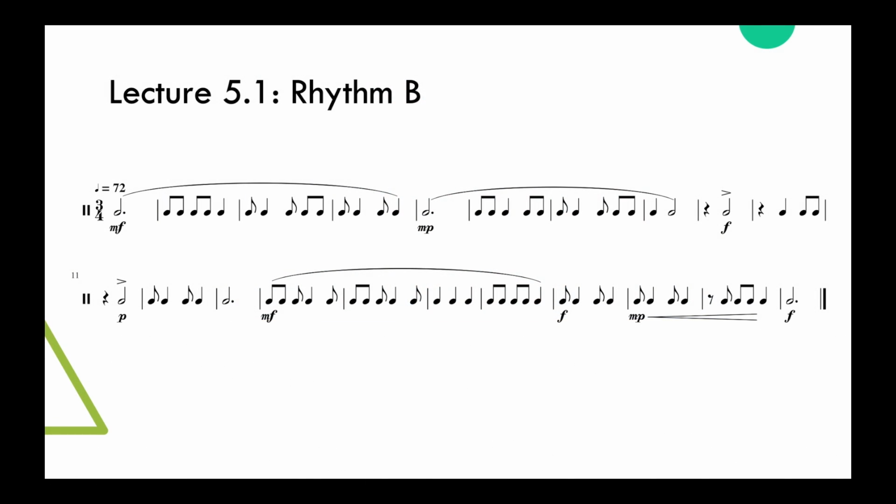Looking at rhythm B, the first measure is a dotted half note at mezzo forte. Next measure I have 2 8th notes plus 2 8th notes plus 1 quarter note. Next measure. My first two beats are this syncopation pattern. Remember syncopation from last week. And then I have 2 8th notes. Next measure also starts with the first two beats as a syncopation, and the third beat is a quarter note.